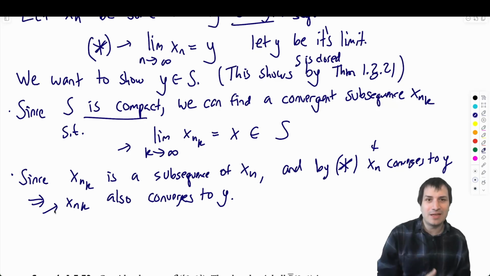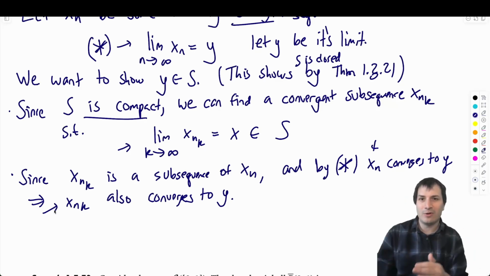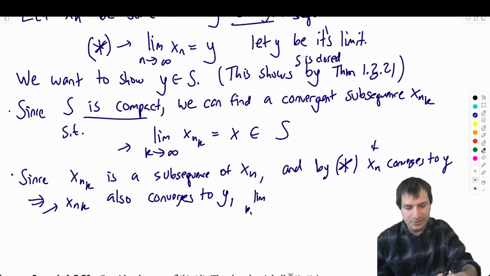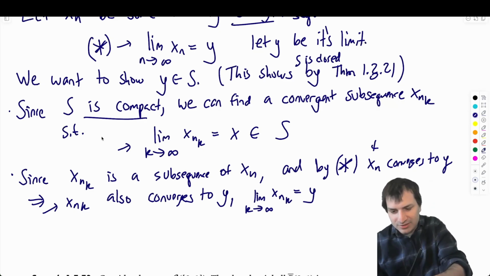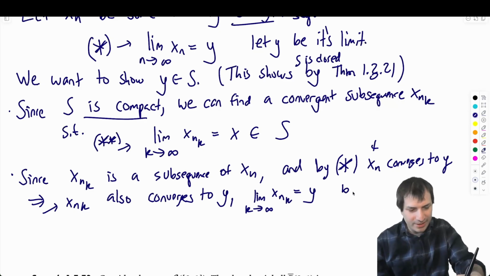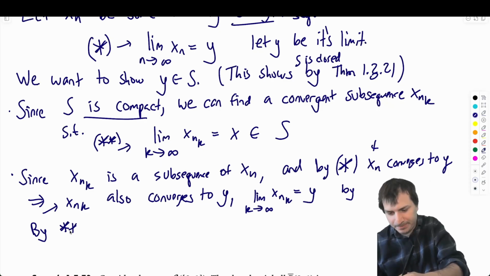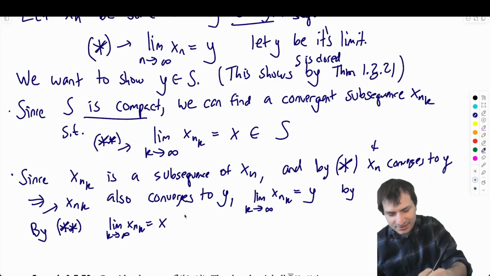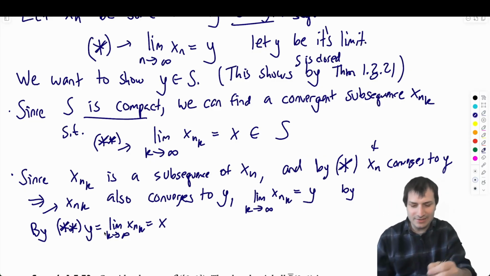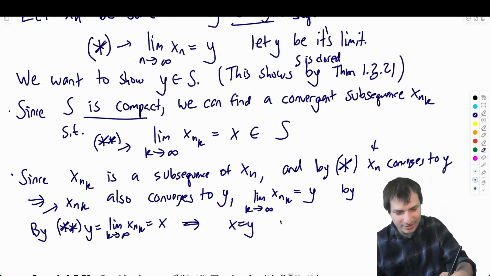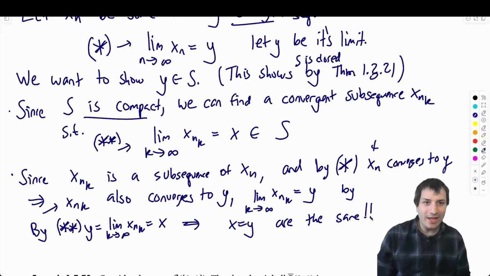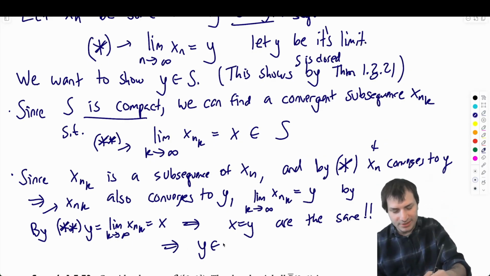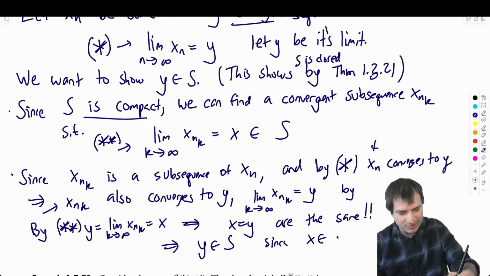Since x_{n_k} is a subsequence of x_n, by star, x_n converges to y, therefore x_{n_k} also converges to y. So the limit as k goes to infinity of x_{n_k} equals y. And now by this thing, let's call this thing star star, let's say by star star, the limit as k goes to infinity of x_{n_k} equals x, which is the limit, which is equal to x. Therefore, x equals y, they are the same. So actually this thing called x and this thing called y are the same, and therefore y is in S, since x was in S, and they're the same thing.